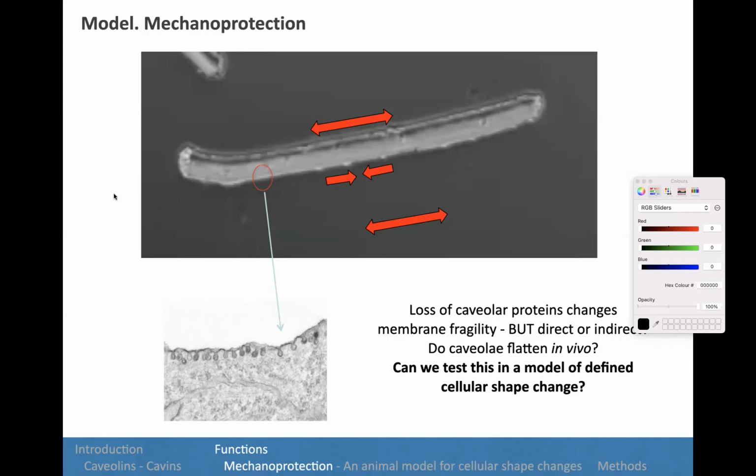Because is there any way we can actually see whether this is true? Whether under cases of extreme shape change, the caveolae would be flattened out. And so what we wanted to find was a system, preferably an in vivo system, where we could get a defined cellular shape change and then look at what happened to the caveolae in that system.